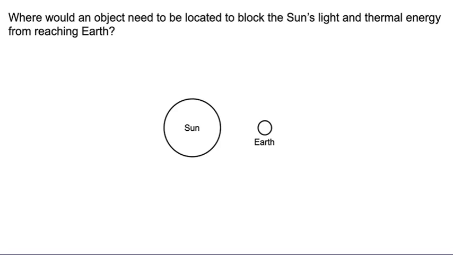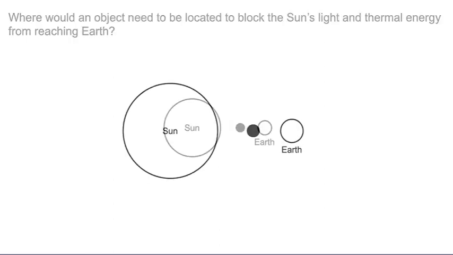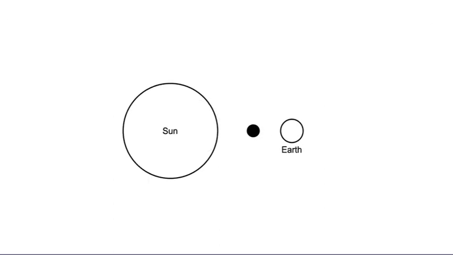Here is Earth and here is the Sun. Where would an object need to be located to block the Sun's light and thermal energy from reaching Earth? What if the object were located here? Would an object here block the Sun's energy from reaching Earth? No, the Sun's energy could still reach Earth. Would an object located here block the Sun's energy from reaching Earth? Yes, if an object were located between the Sun and Earth, that object would block the Sun's light and thermal energy from reaching Earth. So during a solar eclipse, an object must be located directly between the Sun and Earth.